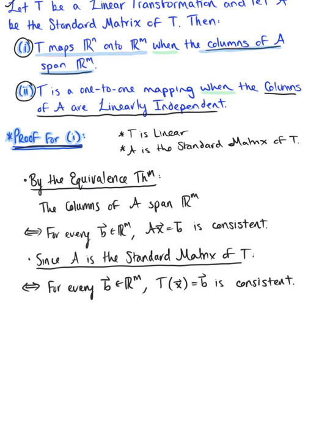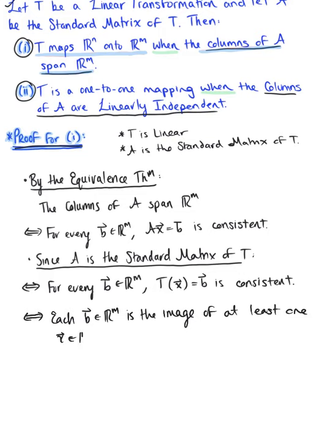Well, this is also logically equivalent to saying that each vector b in the codomain, or each vector b in Rm, is the image of at least one vector x in the domain. Now wait a second, each vector b in the codomain is the image of at least one vector x in the domain is the definition of an onto mapping. Woohoo! So we can say that, therefore, by definition, T maps Rn onto Rm.